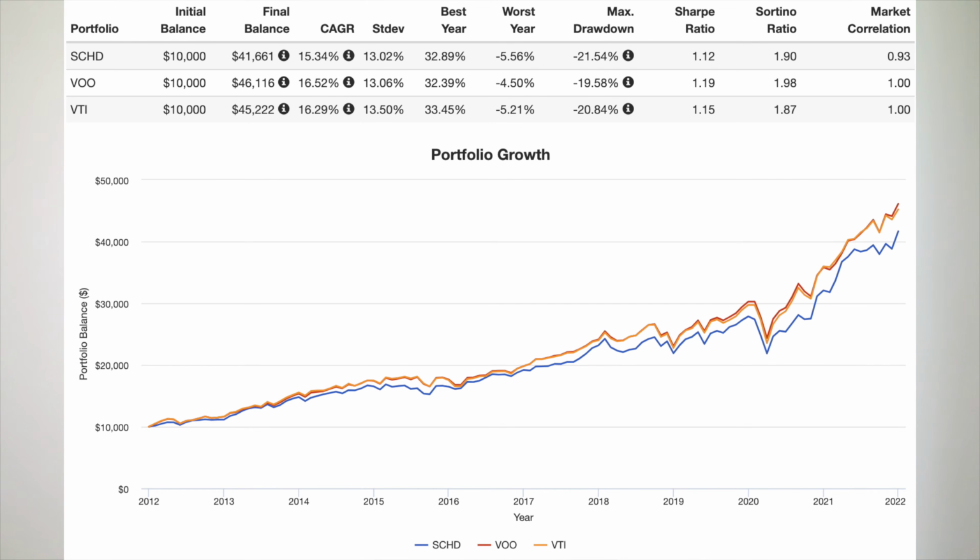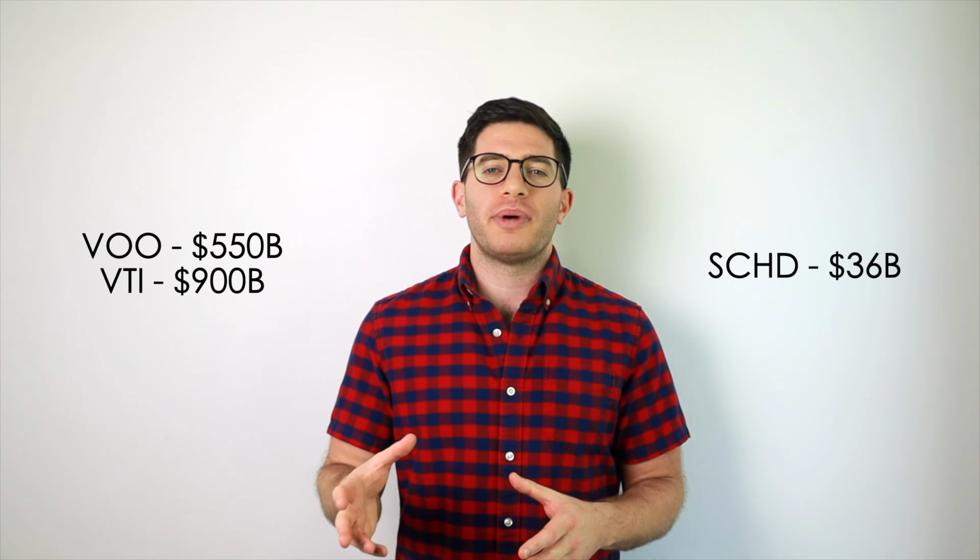Going back to 2011 when SCHD launched, VOO and VTI have beaten it handily with only slightly greater volatility. Though all three of these funds are highly liquid and very popular, Vanguard's VOO and VTI are much more popular than SCHD, with over $550 billion and $900 billion in assets respectively, compared to about $36 billion for SCHD.